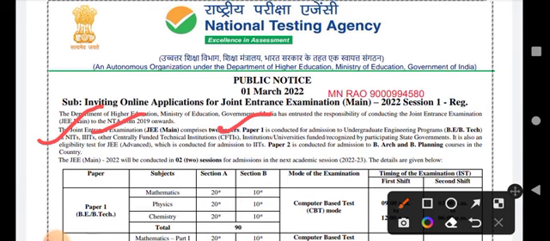There is also Paper 2, for whoever wants to study Bachelor of Architecture and Planning. Paper 1 is for BE/BTech at IITs, NITs, IIITs or any other institutions, whereas Paper 2 is for BArch and Planning.